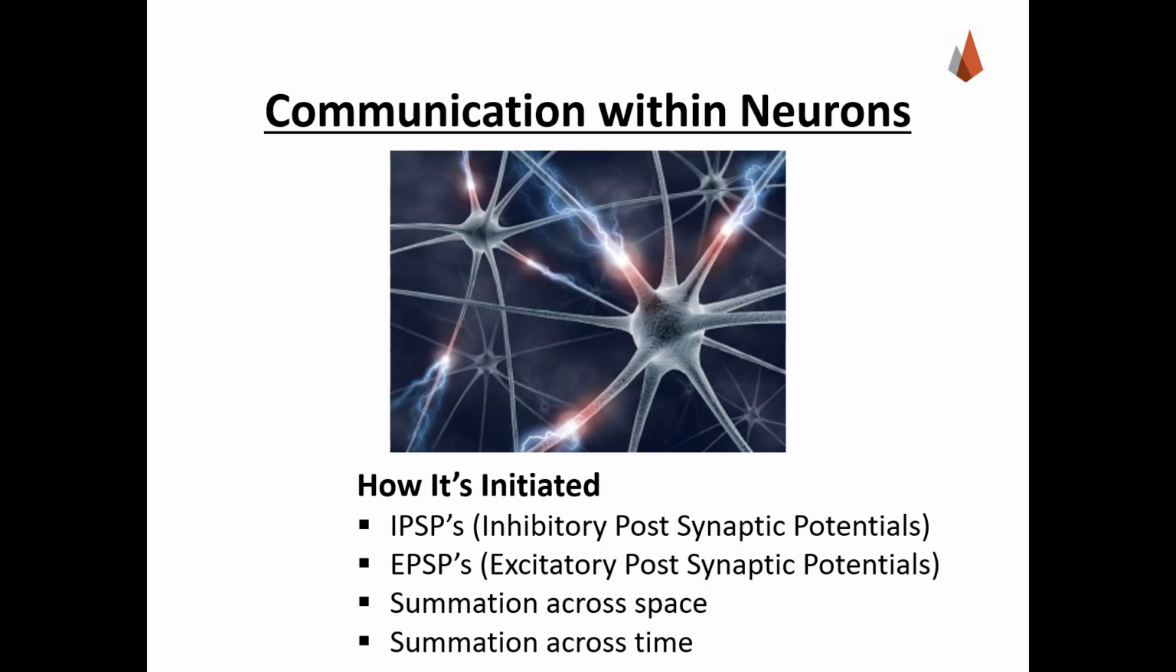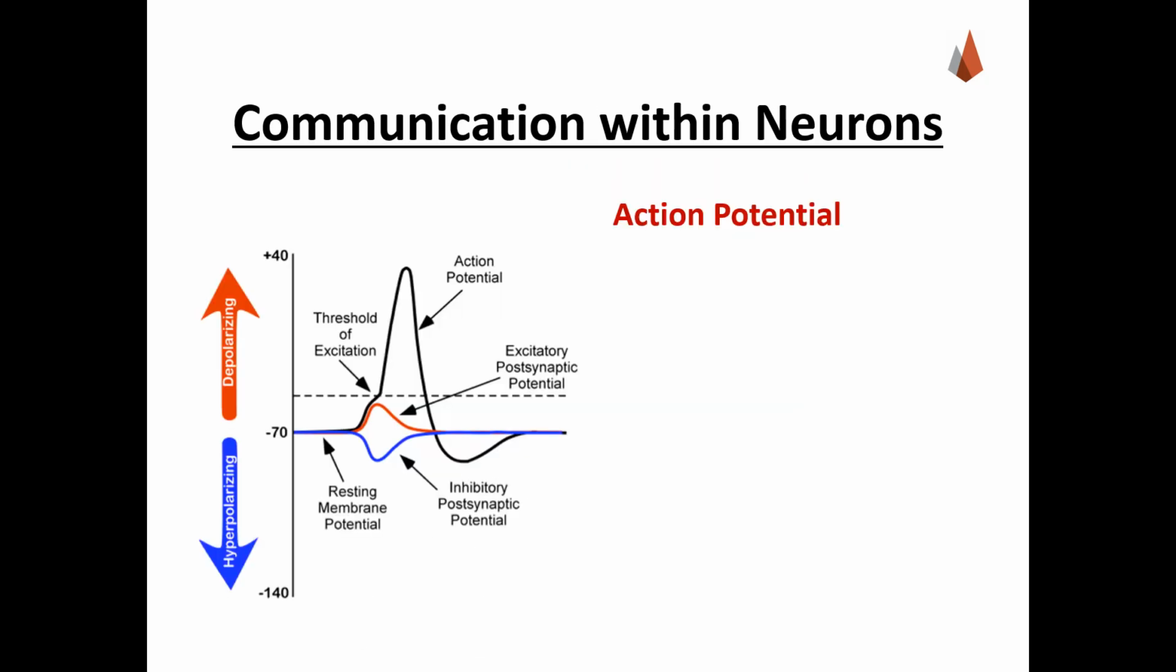There's also a summation across time. If an excitatory postsynaptic potential is caused, and others are being caused around the same time, they can all be added together or summed. So there's a summation across time. If enough of those excitatory postsynaptic potentials occur, you have an action potential. If enough of the inhibitory postsynaptic potentials occur, you're going to have a lack of an action potential. It's not going to fire.